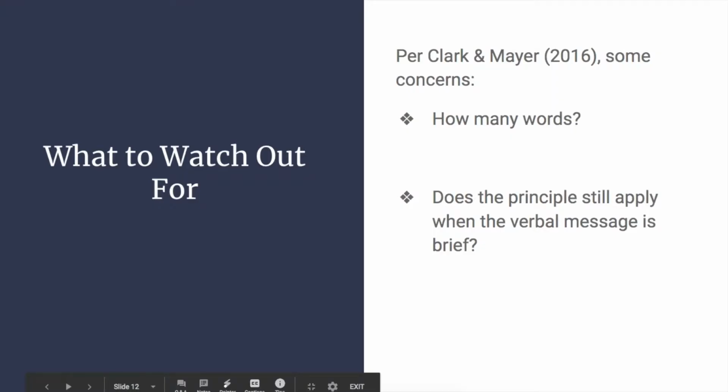Some of those things that Clark and Mayer mentioned to watch out for, some of the concerns, and there's still research being done on this, was how many words are too many words, how many are too few words, and does the principle still apply when the verbal message is brief? Maybe if it's one or two words, maybe it doesn't matter as much. So those are questions or concerns that they signaled should be looked out for.